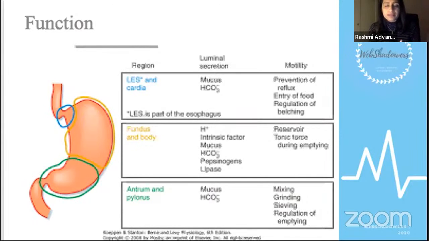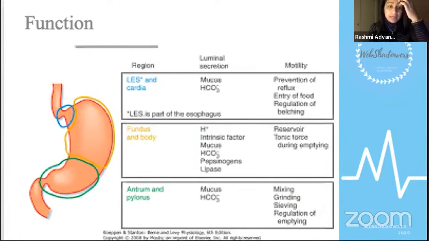And really the motility component of this, it acts as a reservoir, so storing of food. So if you eat a meal, most of your food is sitting in the body and the fundus, and that's really when you start feeling full, when those areas start getting full. And it helps with not contracting really, but it keeps a tonic force on the food passage.